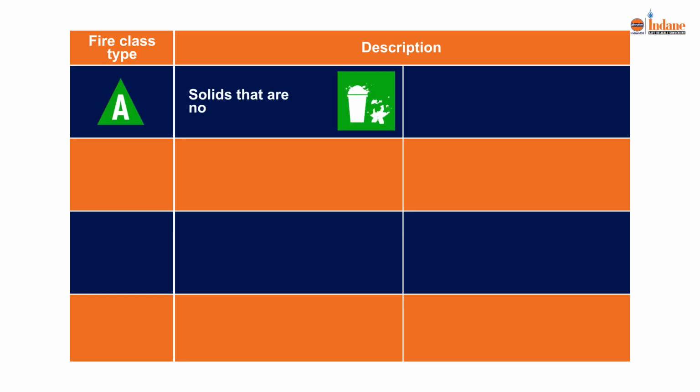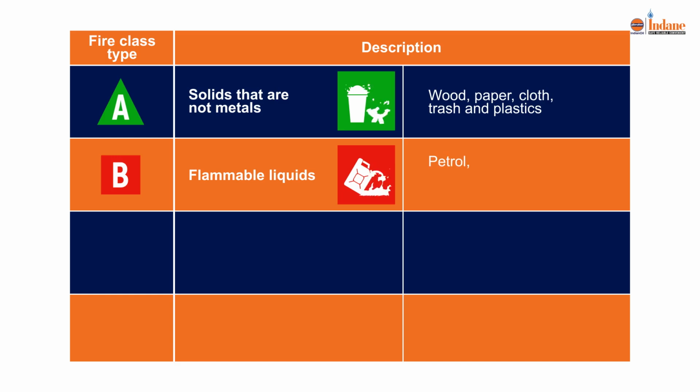Based on the materials involved, fire has been classified into 4 different types. Class A includes solids that are not metals. For example, wood, paper, cloth, trash, and plastics. Class B includes flammable liquids like petrol, oil, kerosene, alcohol, grease, acetone, solvents, and paint.